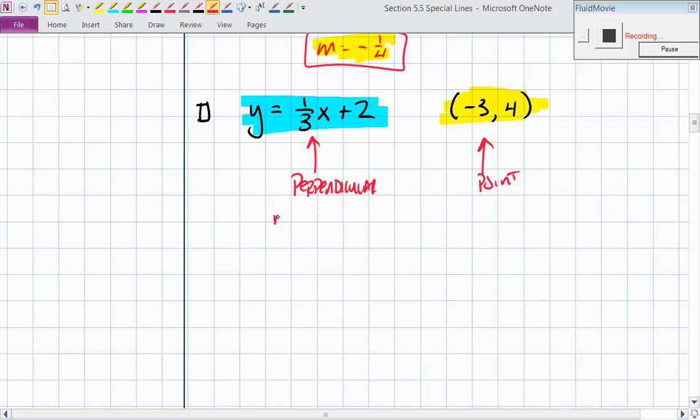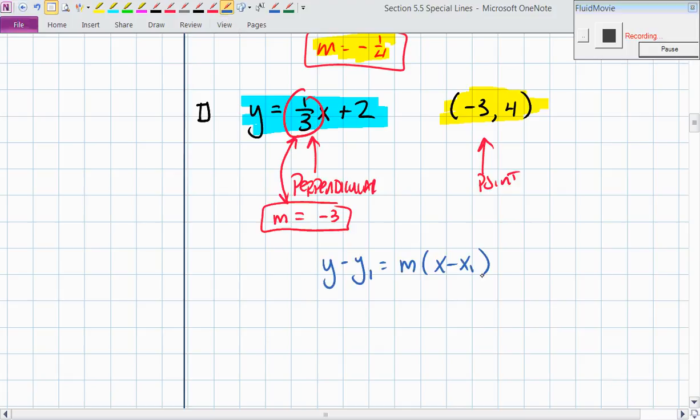So the slope we're going to use that's perpendicular is going to be -3 because that is the opposite reciprocal of 1/3. You guys with me? Okay, good. So let's use point slope form since we have a point and a slope. So we're going to say this: y minus y1 equals m times x minus x1. The point is going to be here. This is x, this is y.